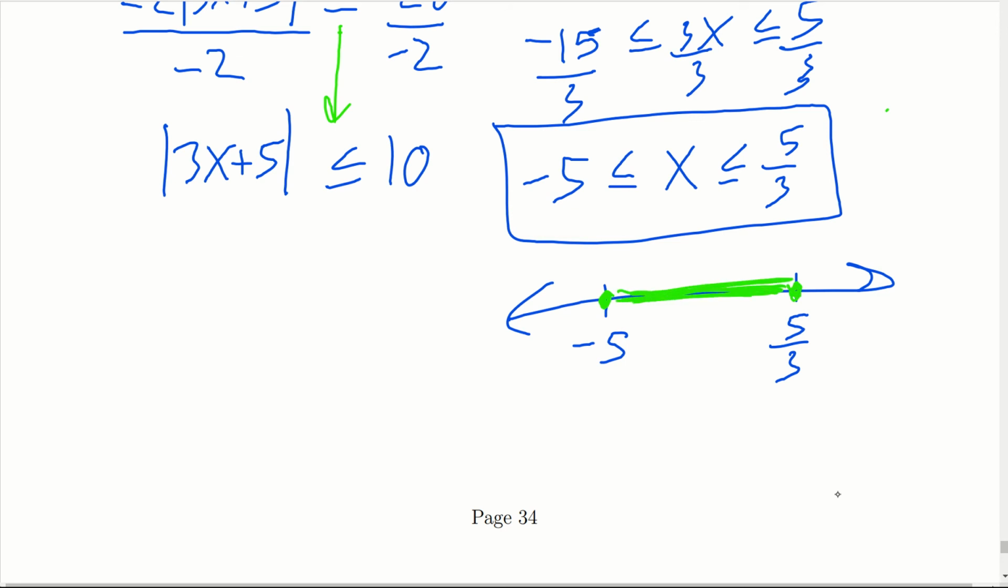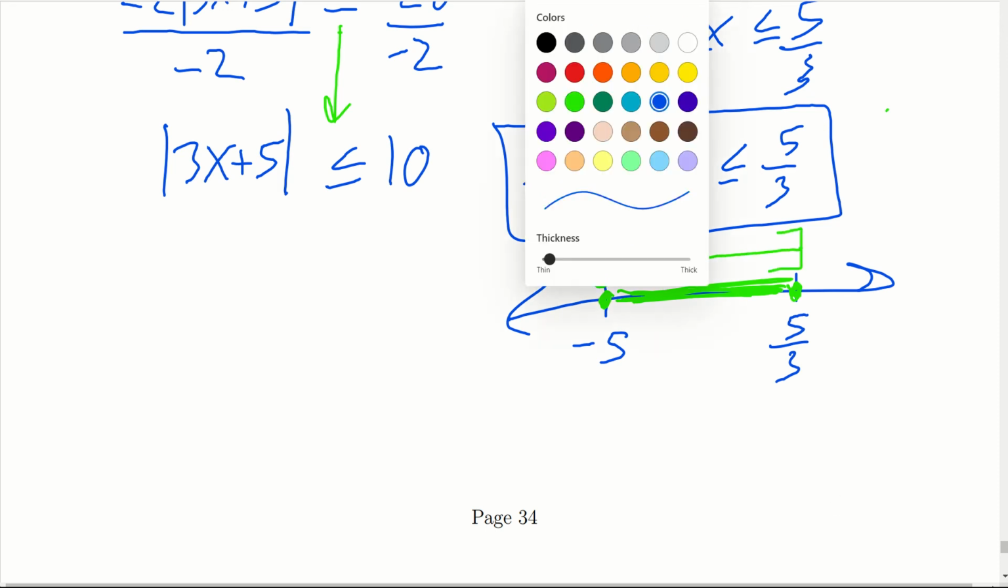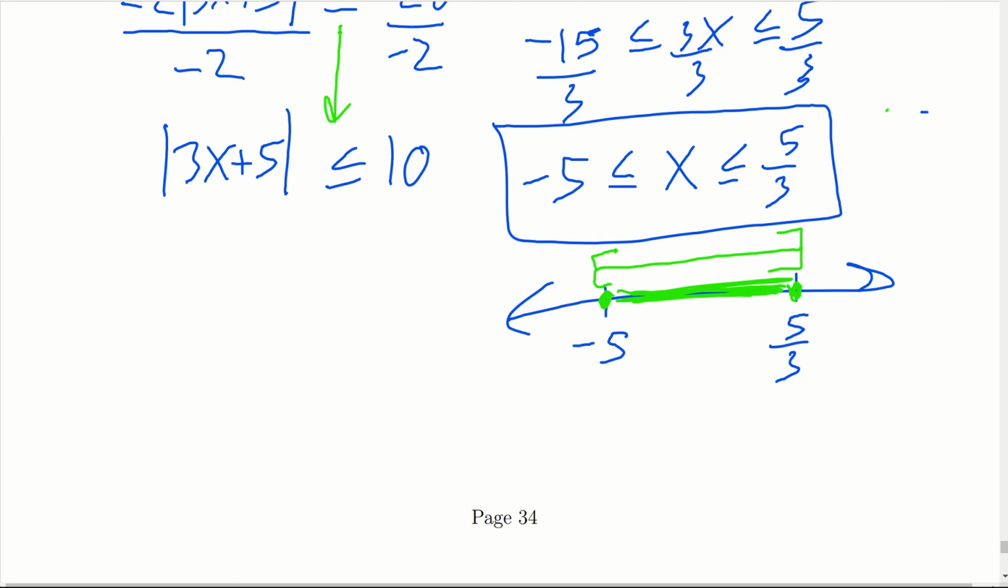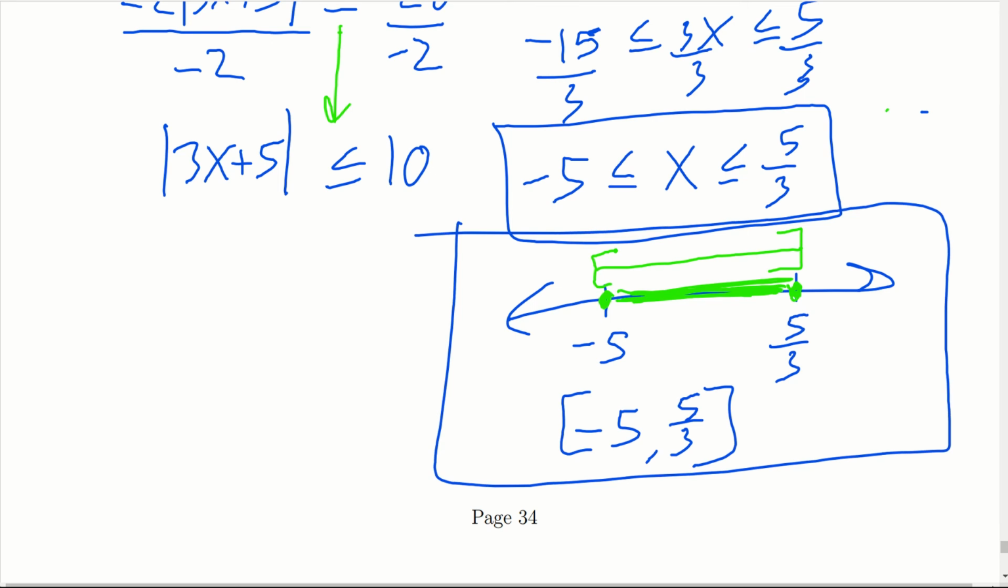Again, if you were to do parentheses or brackets, that means that that shaded region would have brackets on both ends. For the interval notation, always from left to right, this shaded region goes as far to the left as negative 5, which is included, and goes all the way to the right to positive 5/3, which is also included. So that's our detailed solution set for this one.